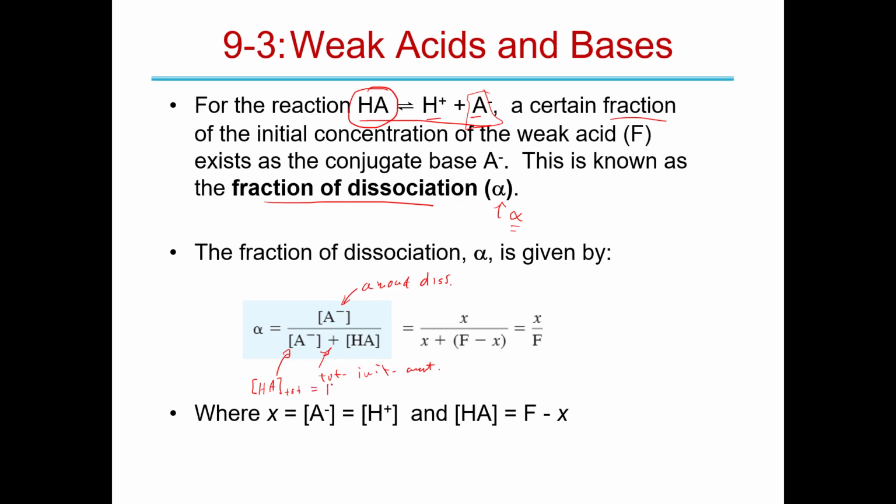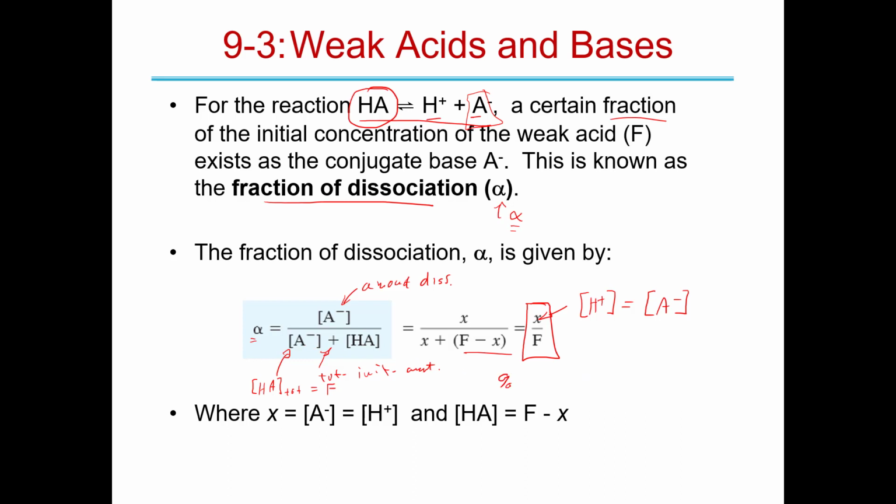And that's going to be equal to our formal concentration. So you can see that from this expression. We know that HA is equal to F minus x from our previous work. And so that gives us this result, that the alpha fraction is just x over F. What is x? x is the H+ ion concentration, which we said was approximately equal to the A- concentration. And F is our formal concentration.